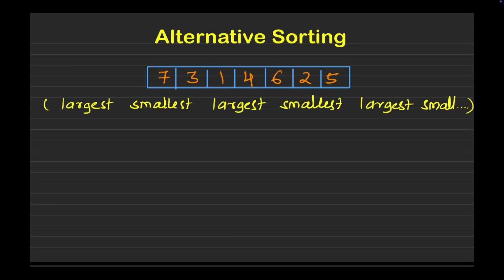So welcome to another video of data structures using Java. In this video, we will be solving the problem on sorting, that is alternate sorting. So let's try to understand what exactly the question means.